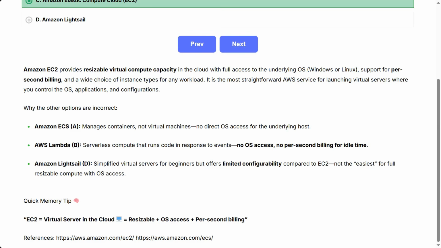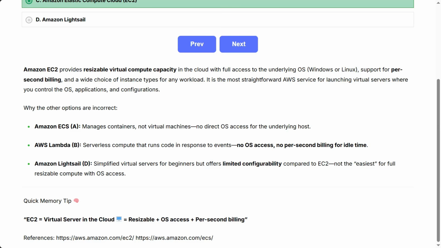Why the other options are incorrect? Amazon ECS (A) manages containers, not virtual machines. No direct OS access for the underlying host. AWS Lambda (B) is serverless compute that runs code in response to events. No OS access, no per-second billing for idle time.